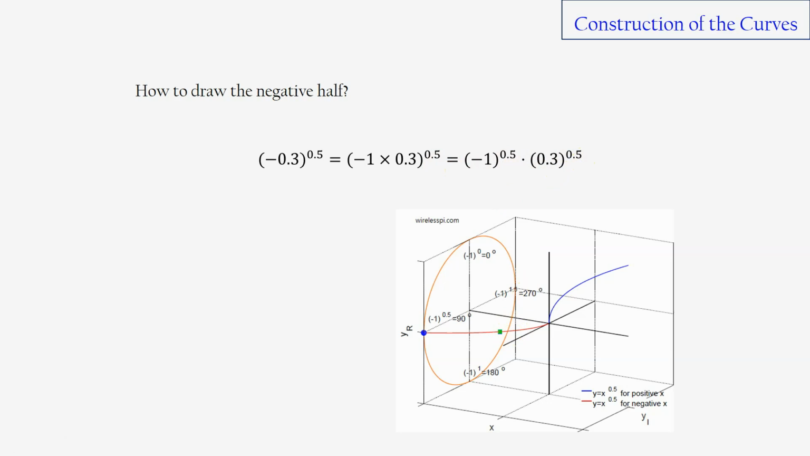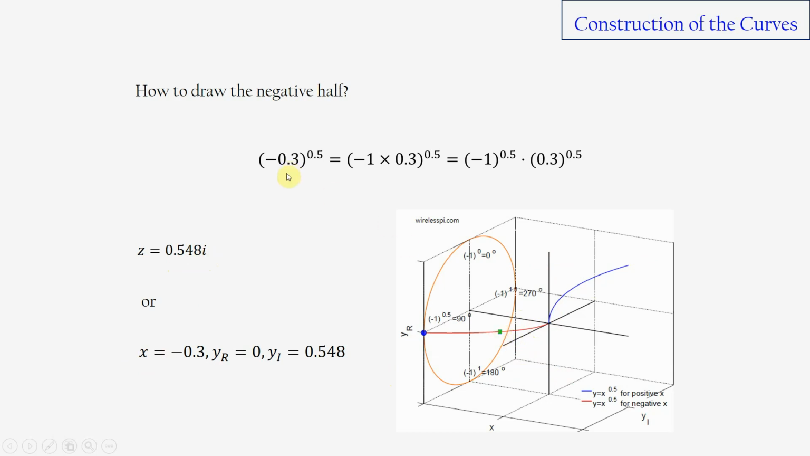Consequently, we mark the point (-0.3) raised to power 0.5 with the same value as 0.3 raised to power 0.5, but at a 90-degree angle from yr, the real yr, at x equals -0.3. That is shown with the green square here. The conventional way to write such a point is z equals 0.548i. I prefer to write it as x equals -0.3, yr equals 0, and yi equals 0.548.